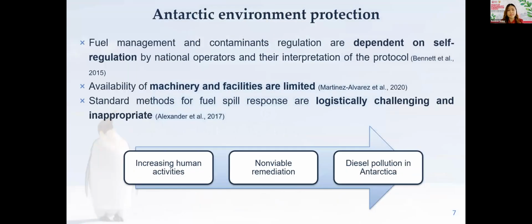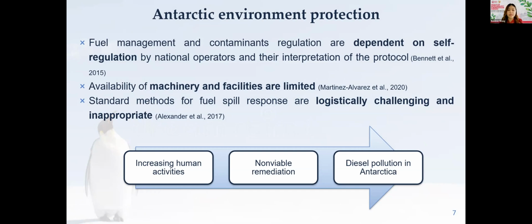So the problem with Antarctic environmental protection is that though the regulation is there, up until today, the interpretation of the protocol is more of a self-interpret thing. Different countries or different operators might have different understanding or standards of this regulation on the Antarctic environment, so it might not be a complete protection of the environment.